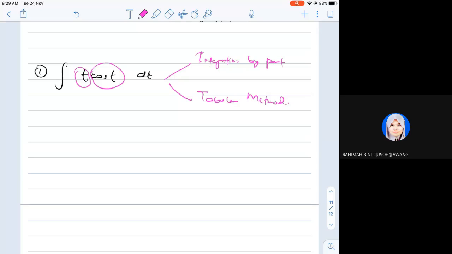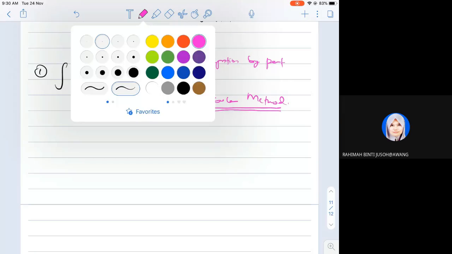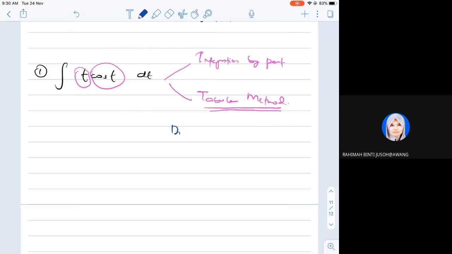So for today's lecture, I'm going to use the tabular method. The tabular method's concept is the same as integration by parts, but easier. For the tabular method, we will have two columns, guys. We have differentiate and integrate. Okay, we have a column for integrate and a column for differentiate.